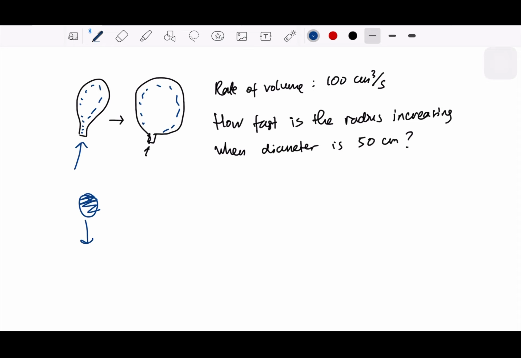So which means that first we know from the information that the air, maybe the rate of increase of volume is 100 centimeter cube per second.